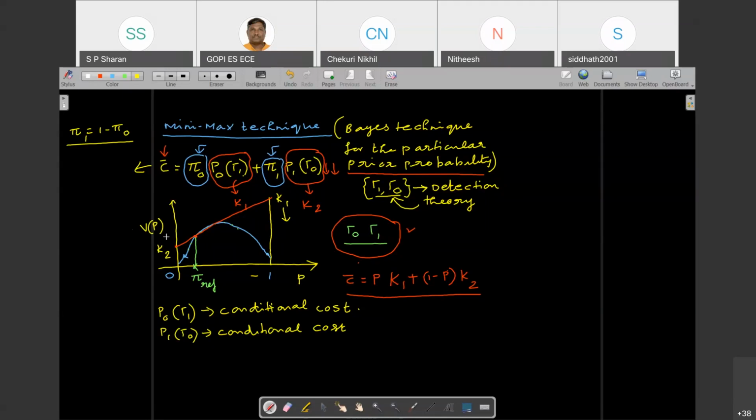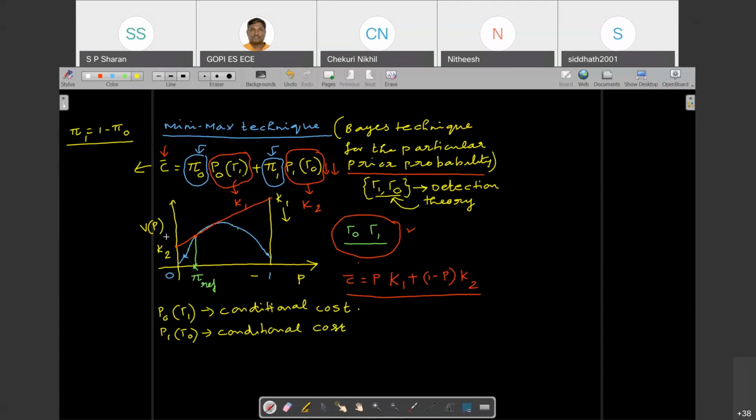Suppose if I am fixing here, at this point, you get the curve like this. In that case, K2 is greater than K1, right? Depends upon where you fix. Suppose that if I am keeping this as a pi reference, K1 is going to be here and K2 is going to be here. What I'm trying to say here is, if I try to minimize this K1, K2 will increase. If I try to minimize this K2, K1 will increase.